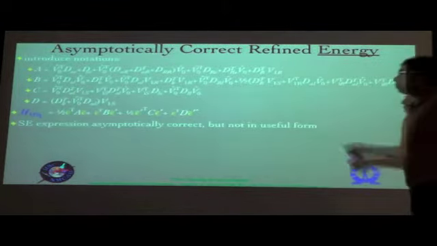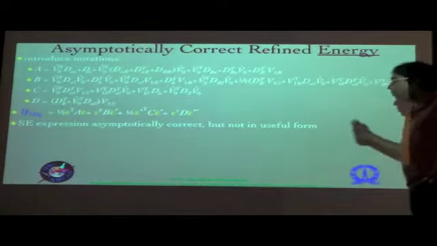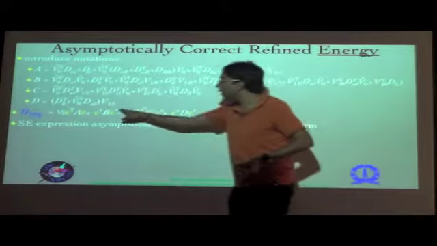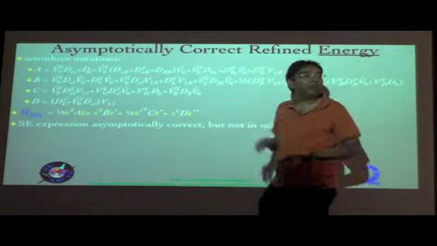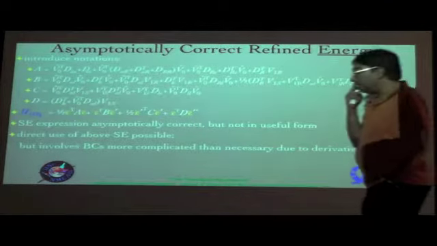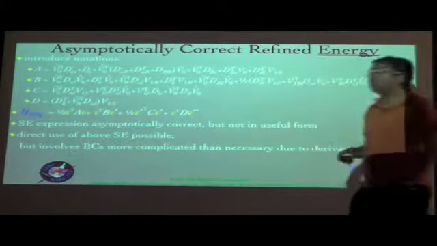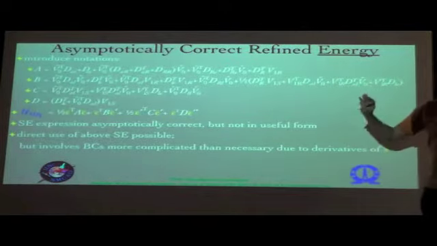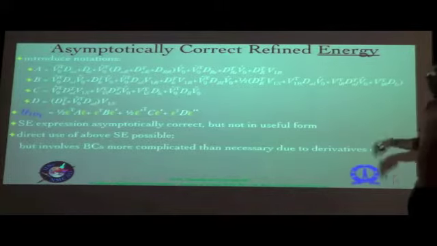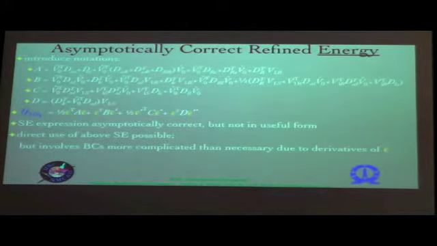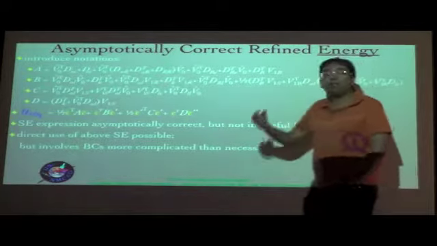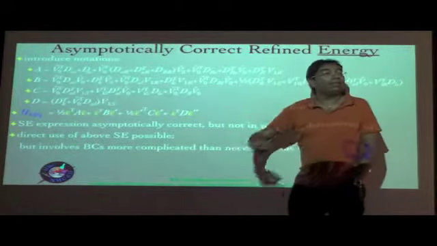The strain energy expression is asymptotically correct, but not in a useful form. The reason it's not in a useful form is because of the presence of all of these primes and double primes. What it means is that if you want to directly use this strain energy, you know it is asymptotically correct. It's better than the theory that you had in the previous slide. But if you want to go ahead and use this directly, it will involve certain boundary conditions which will involve derivatives of, let's say, the rotation, etc.